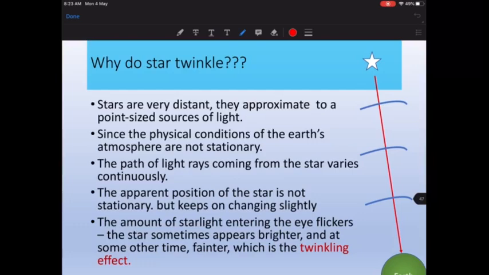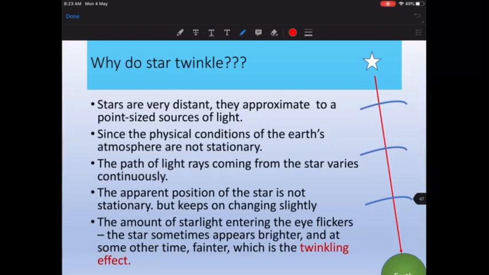Okay, fine. The next question linked with this question is why do stars twinkle? It is the same with the sun also. When we see the sun, it is not the true position that we are seeing. Next question is why do stars twinkle?